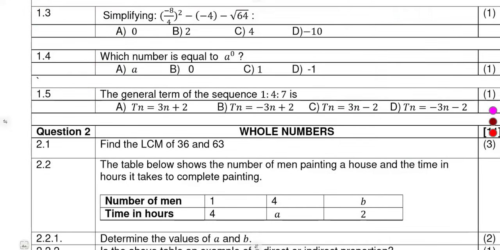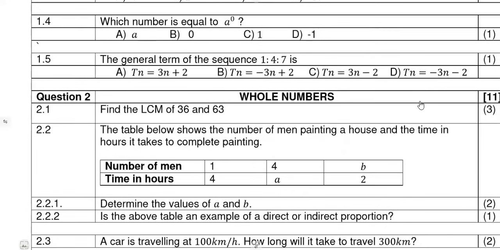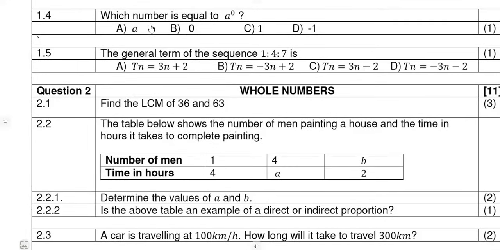All right, let's move on to another part, which is 1.4. Which number is equal to a to the exponent of 0, a to the power of 0? Guys, any number to the power of 0, from our laws of exponents, is what? Is 1. So where are we having a 1? That is on C. So this is the best answer that you're going to have, which is C.